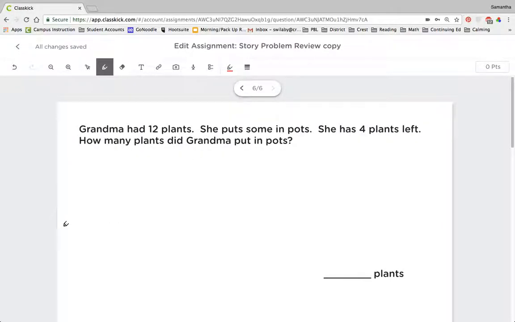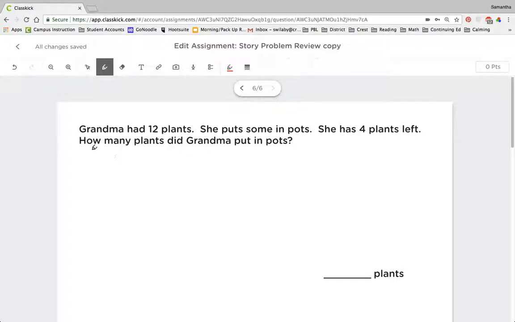This video is going to show you how to solve a story problem where the change is unknown. An example of this type of problem looks like this. Grandma had 12 plants. She put some in pots. She has 4 plants left. How many plants did Grandma put in pots?